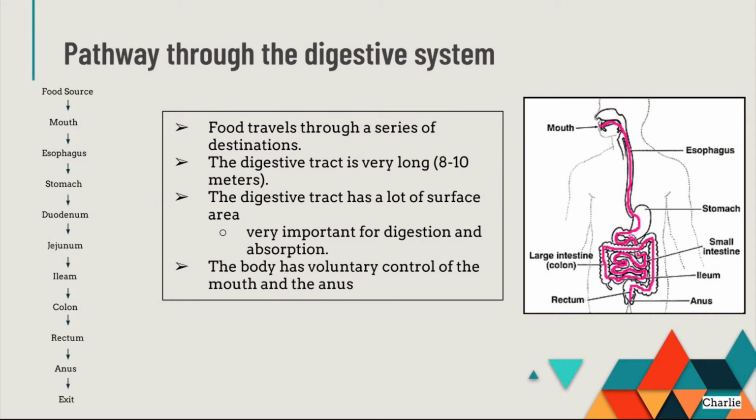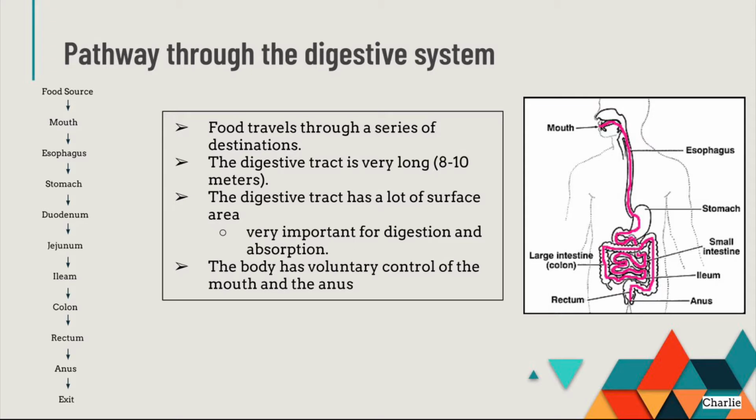The pathway through the digestive system. On the left side, it shows that we first start off with food, then it enters our mouth, and then it goes through the esophagus and down into the stomach. Then it enters the small intestine, which has three parts: the duodenum, the jejunum, and the ileum, and then it enters the colon, then the rectum, and then the anus, and then it exits our body.